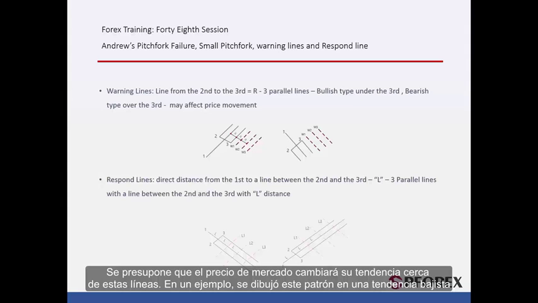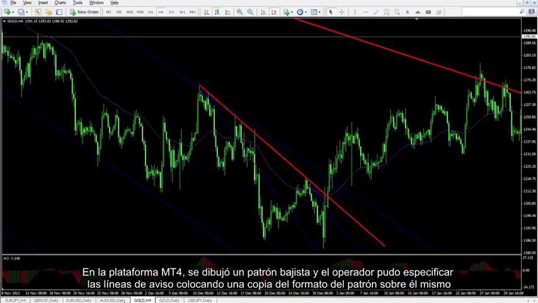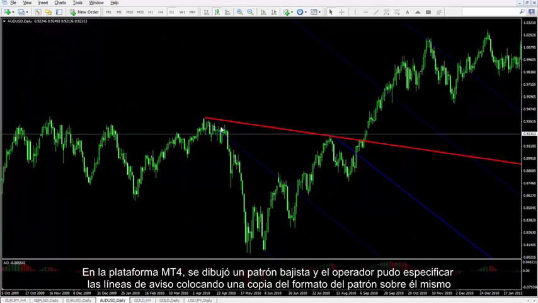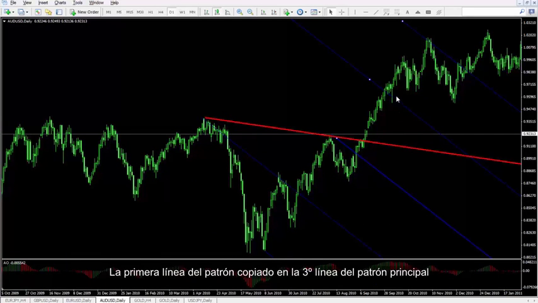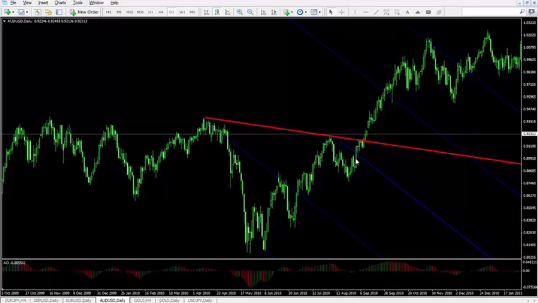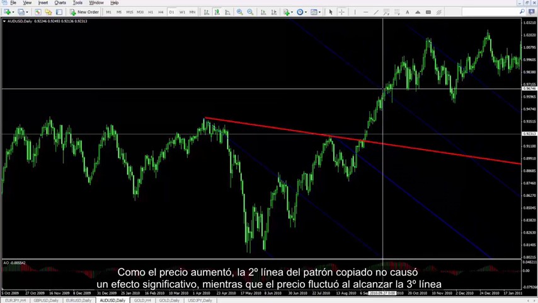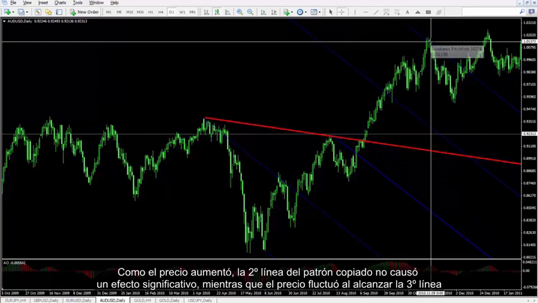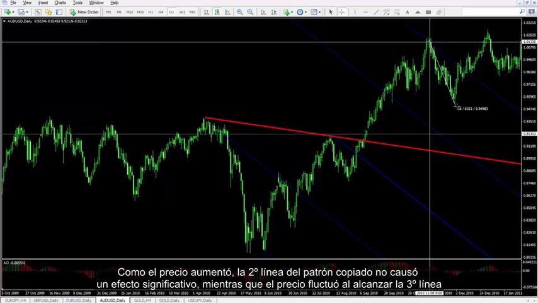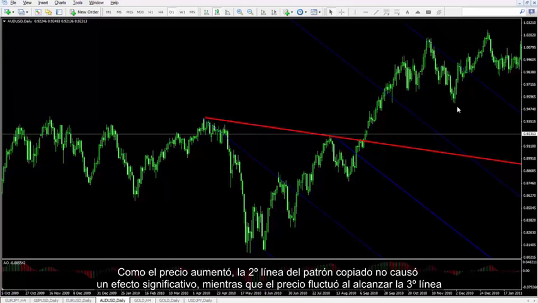In an example, a pattern was drawn on a downtrend. In the MetaTrader 4 platform, a downward pattern was drawn and a trader could specify warning lines by placing the copy format of the pattern over it. The first line of the copy pattern is on the third line of the main pattern. As the price increased, the second line of the copy pattern did not have a significant effect, while the price fluctuated as it reached the third line.